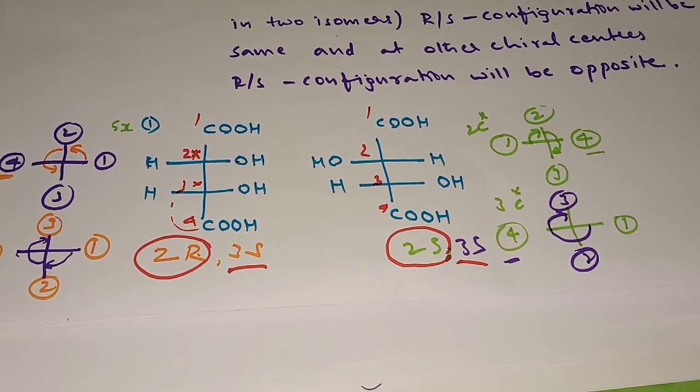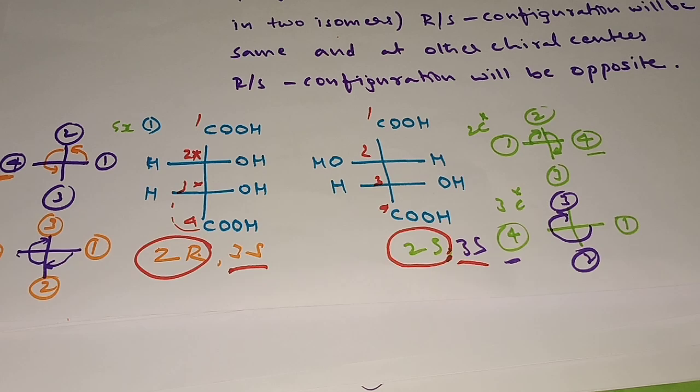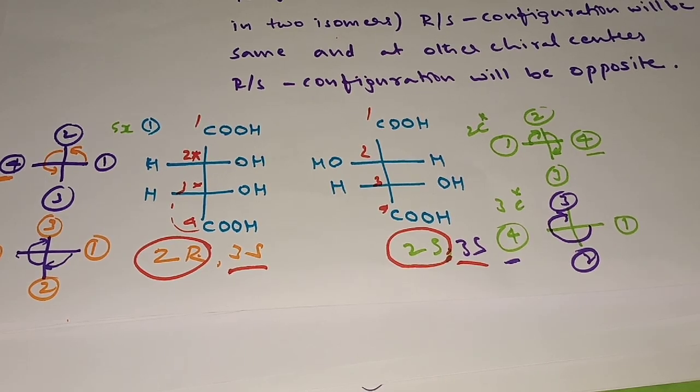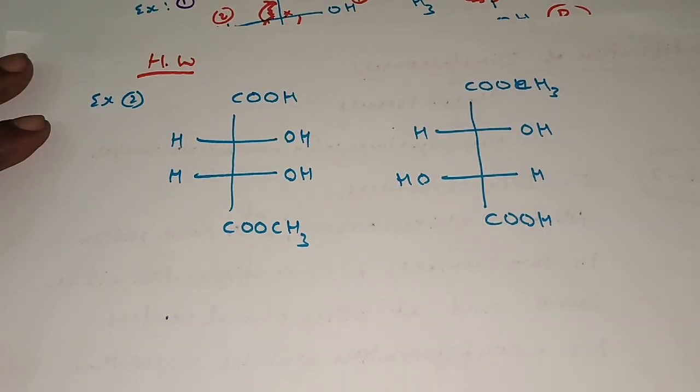Okay guys, so this is the very easiest way to identify the enantiomers, diastereomers, and identical compounds, especially for the IIT entrance and AIIMS level entrance exams. Okay, this is the most important thing, that is about applications of RS configuration.